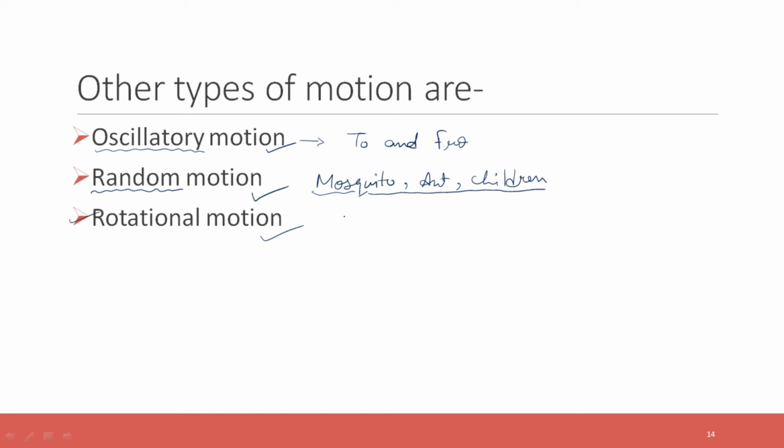Similarly, rotational motion, the word itself says it. It is when an object rotates on its own axis. The best example is the earth. This is our earth and this is our axis, and it is turning round about its axis. So this is an example of rotational motion.